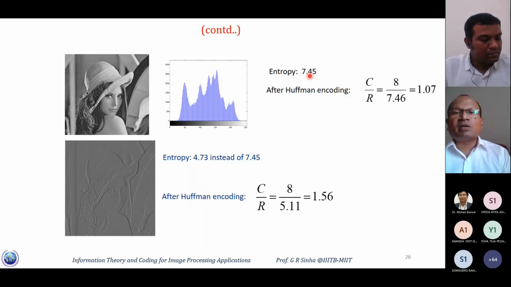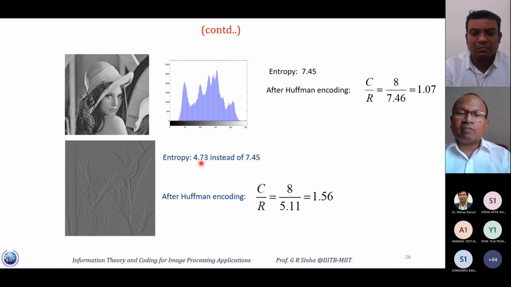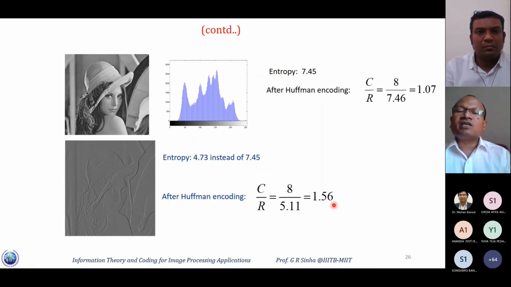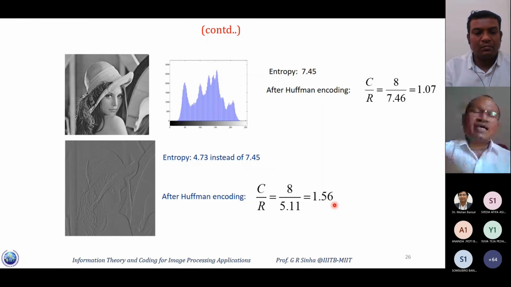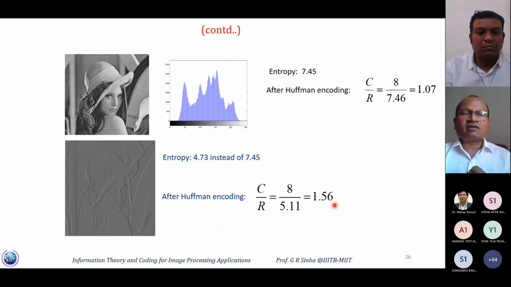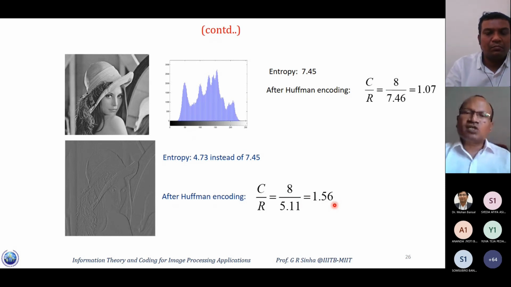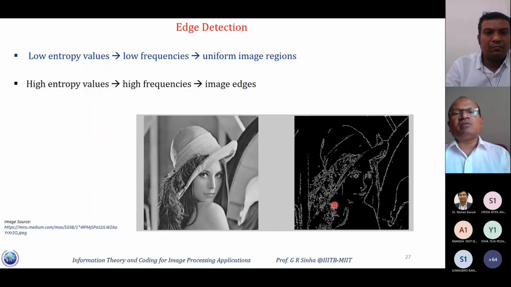Its equivalent entropy is 7.45, but you get its C by R value as 1.07. And after you apply a certain amount of more encoding, if the entropy value is 4.73, the value of C by R is 1.56. So what does it indicate? What I'm trying to say here is entropy matters, and the amount of compression and the type of encoding algorithm that you apply matters. Accordingly, the C by R ratio changes, and the C by R ratio indicates how much redundant data is in the image, how much unnecessarily you are adding the data.